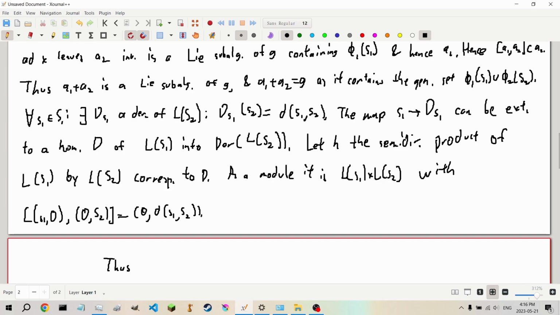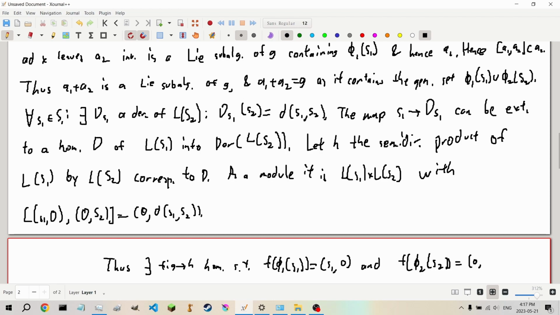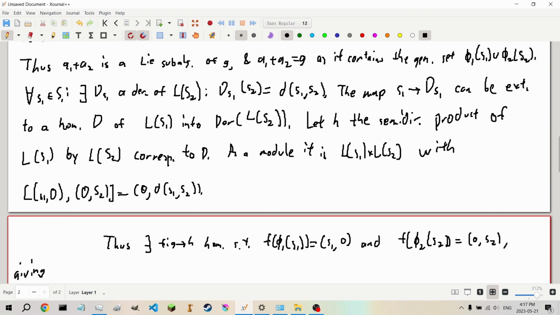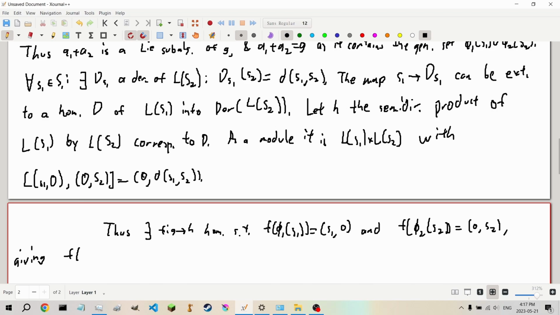Thus there exists a function f from G into H, a homomorphism, such that f of phi1 of s1 is s1, 0, and f of phi2 of s2 is 0 and s2, giving us f of c1 of a1 plus c2 of a2 gives us a1 and a2. So c1 and c2 are injective.